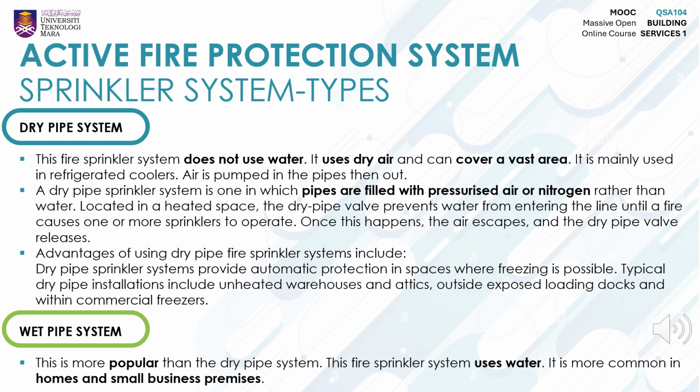The first one is dry pipe system. This type of fire sprinkler system does not use water. It is filled with pressurized air or nitrogen. Dry pipe valve prevents water from entering the line until a fire causes one or more sprinklers to operate. Once this happens, the air escapes and the dry pipe valve releases.